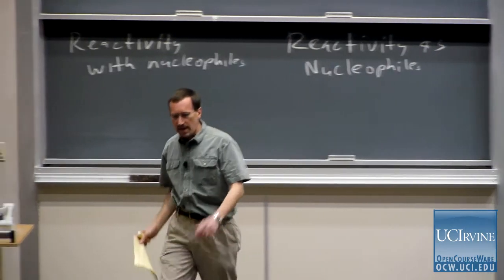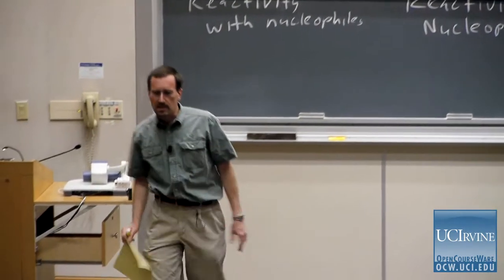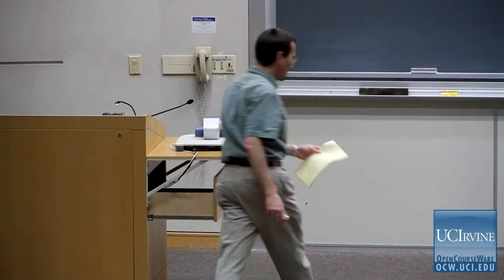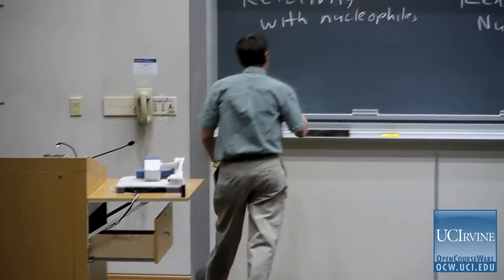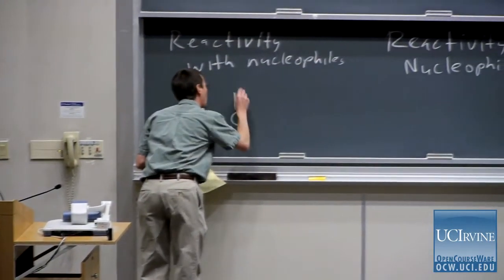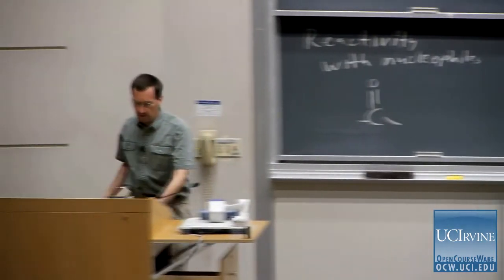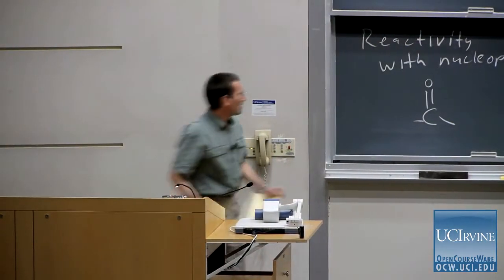What do I mean by that? Well, the first one is a little bit easier to see, and is where we're going to be starting today and indeed in the next few lectures. And that is that the carbonyl group is electrophilic. The carbon of the carbonyl group is electrophilic.